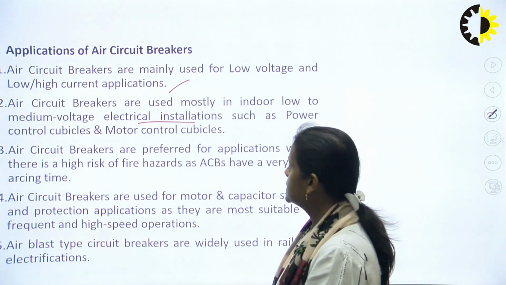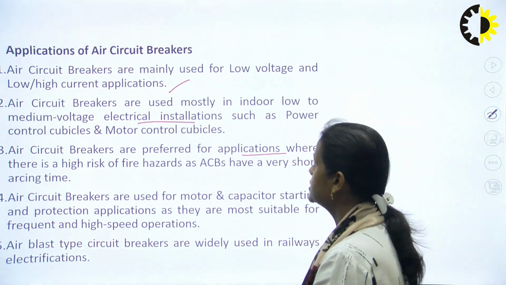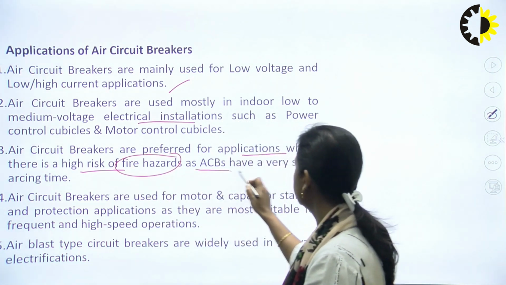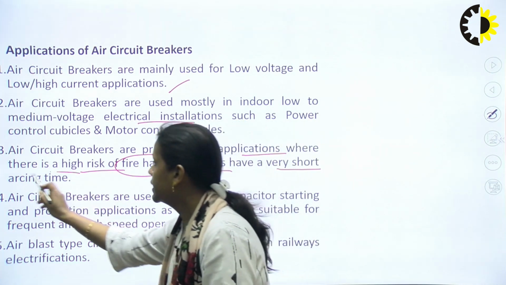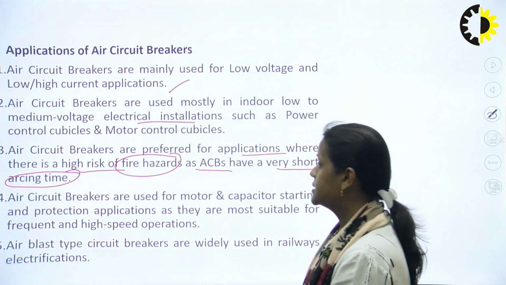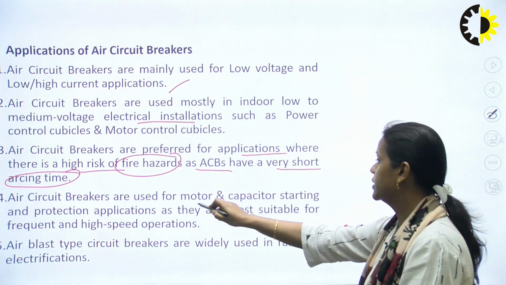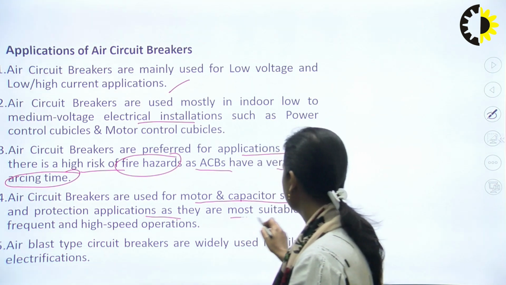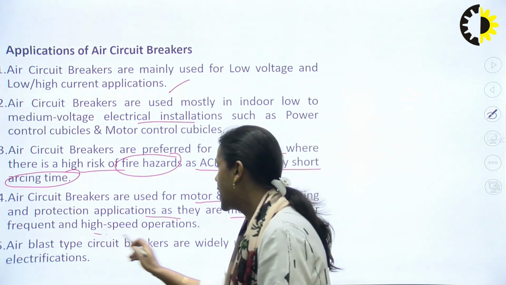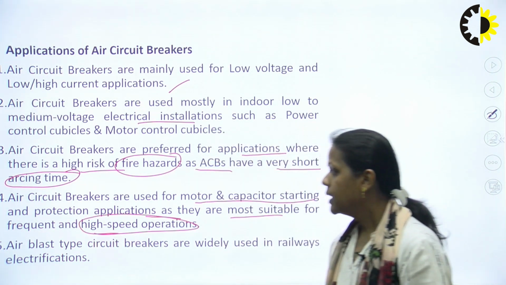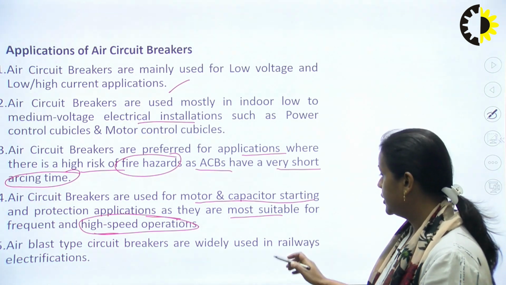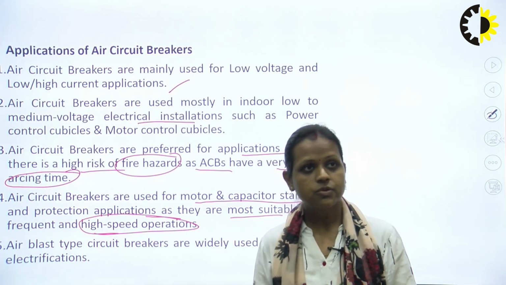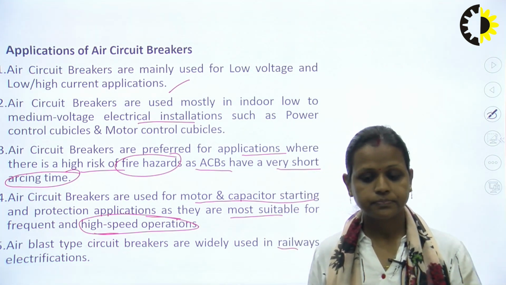Air circuit breakers are preferred for applications where there is a high risk of fire hazards, as ACBs have a very short arcing time, right? Then air circuit breakers are used for motor and capacitor starting and protection applications, as they are most suitable for frequent and high speed operation. Air blast type circuit breakers are widely used in railway electrifications. So these are the applications of air circuit breakers.